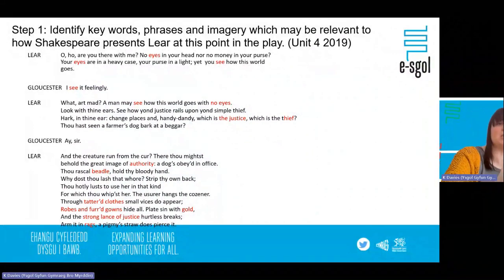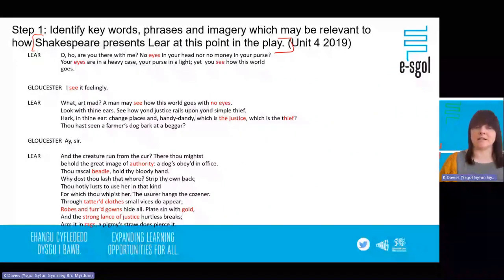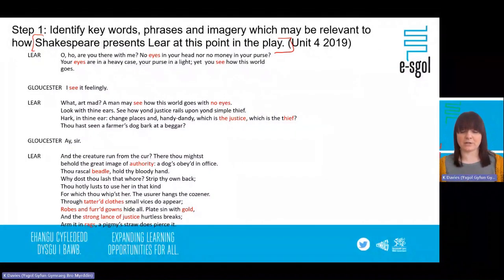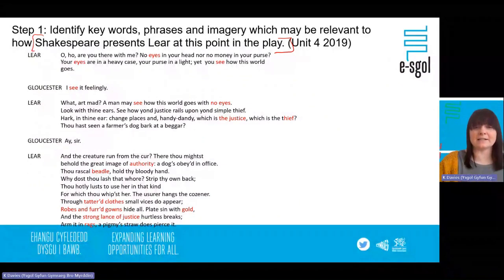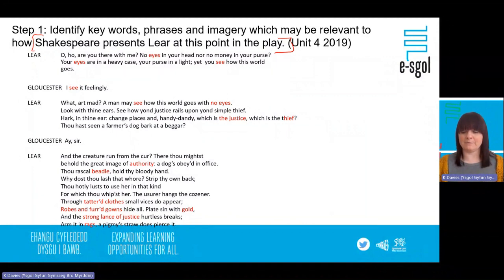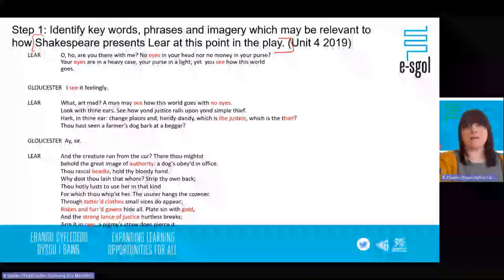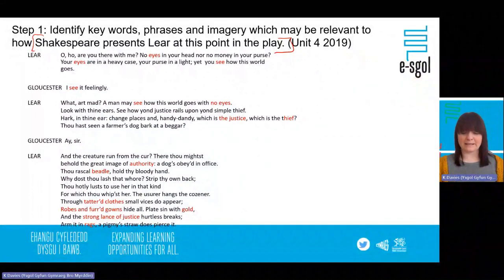So the question focus is here: how does Shakespeare present Lear at this particular point in the play? There's your question choice, question focus. So you can see there's a number of words that have been repeated here or highlighted in red to show repetition. So you've got imagery choices, repeated link to sight, when referencing the blind Gloucester. So you can see you've got use of see, you've got use of eyes, multiple repetition of specific words here. So it's very important that you're mindful of that.